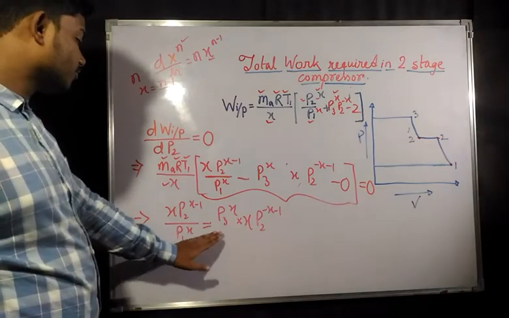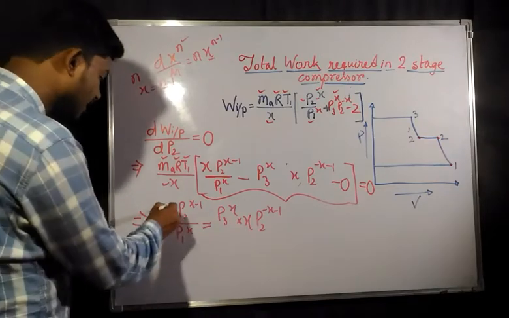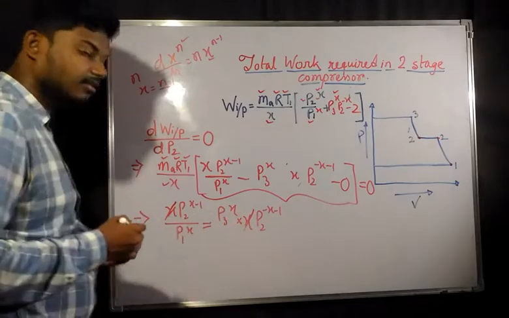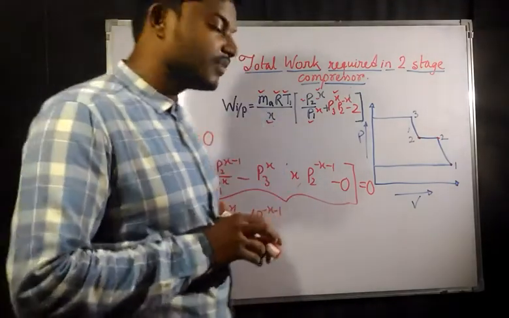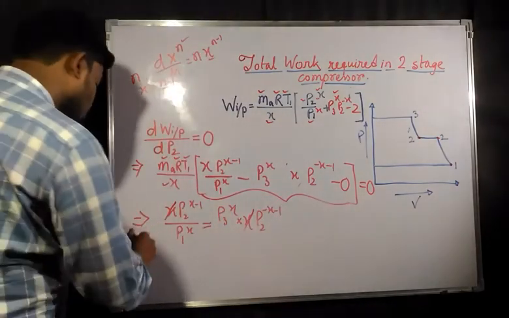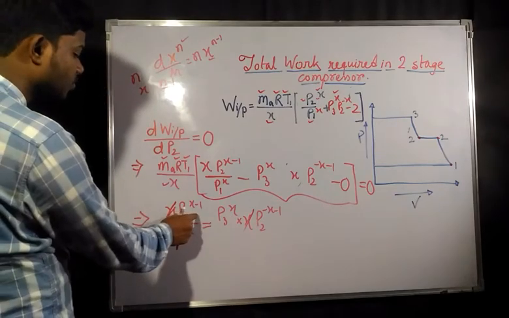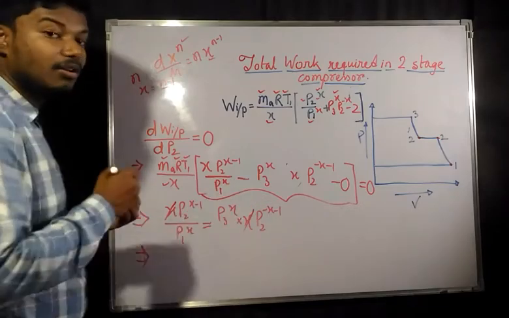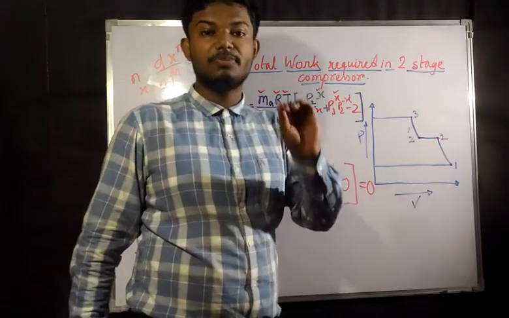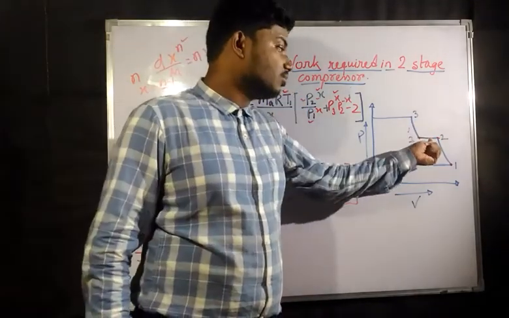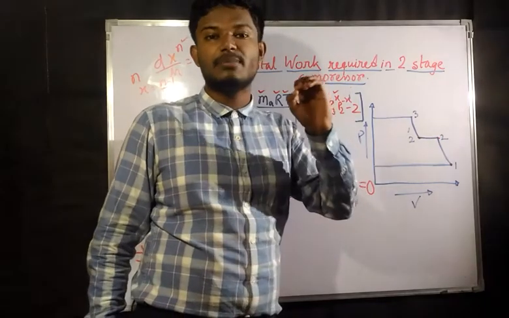Now from here you can see there is one x and there is another x. Both x are going to get cancelled out. So for this, the remaining thing we can do is p2 to the power x minus 1. We will bring all the p2s to one side, because p2 is unknown. We need to find p2.